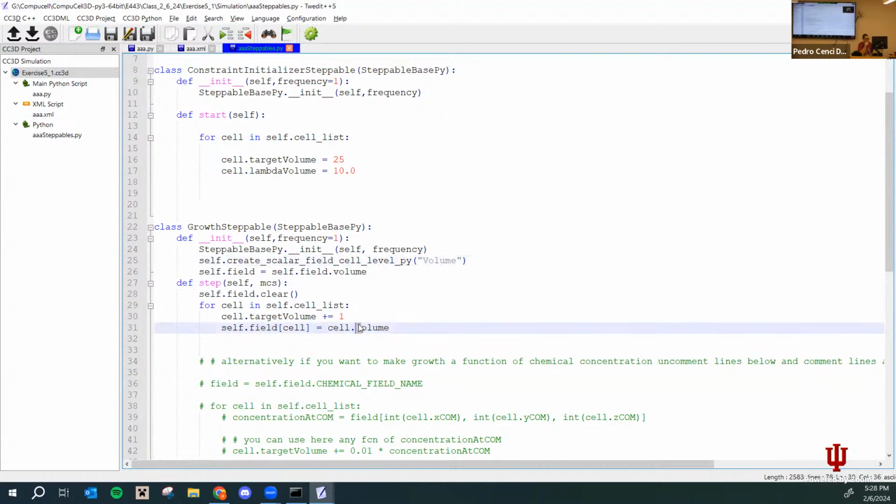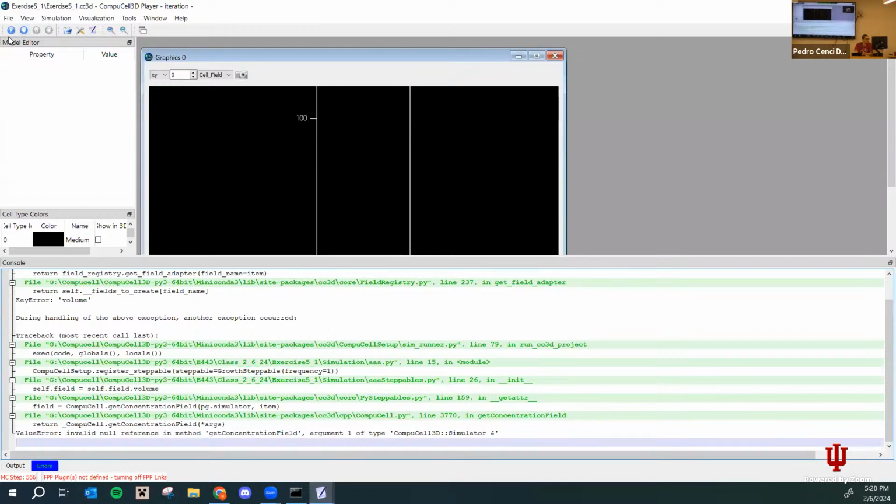Wait, no. This is the attribute. In line 26, volume with capital. I don't think it's going to work, because we have Save all and run, lowercase each time, and we got the same error, I think. Ours is an attribute error: extra field adapter object has no attribute scalar CL field. It's in red.